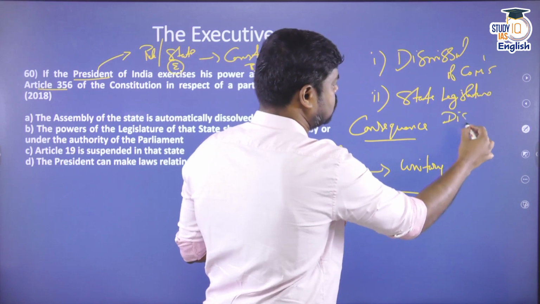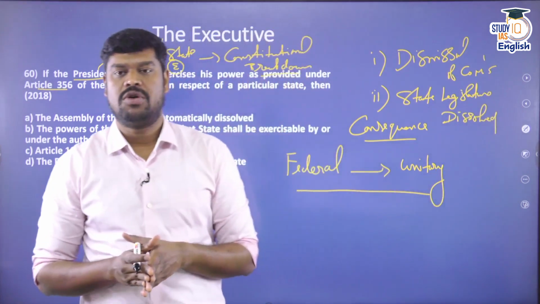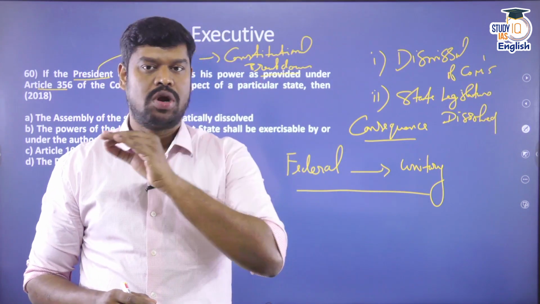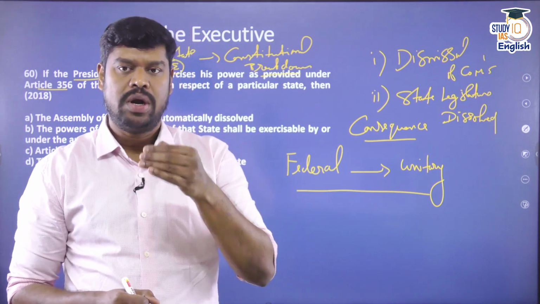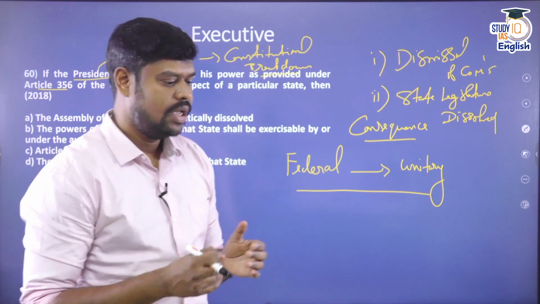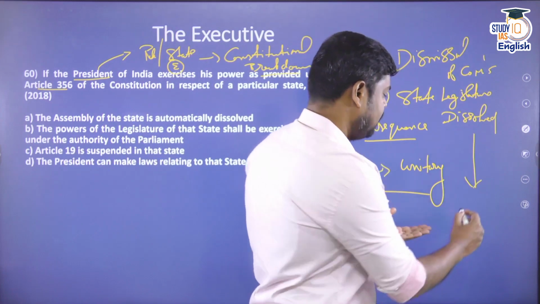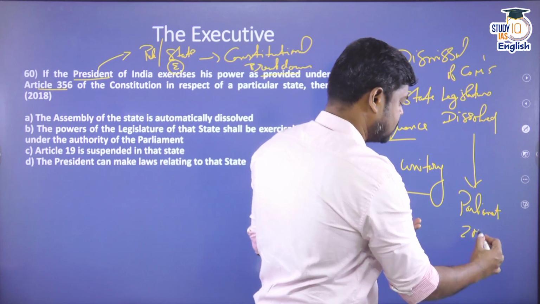State legislature can be dissolved. However, please understand, unlike the dismissal of the Council of Ministers, which happens immediately, the state legislative assembly will not be dissolved immediately. The assembly will be dissolved, but only after the parliament gives the approval for the imposition of the president rule, which under the constitution, whenever the president rule is imposed, the parliament has to give the approval within a period of 2 months.